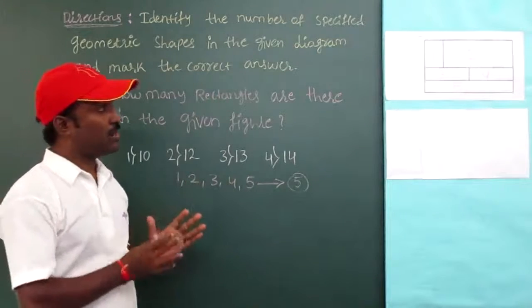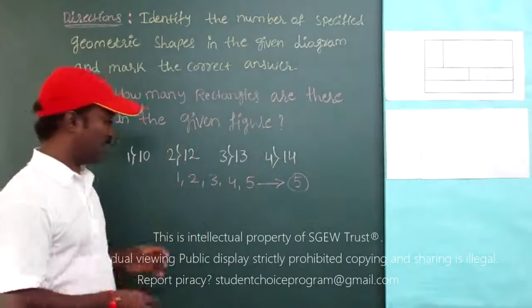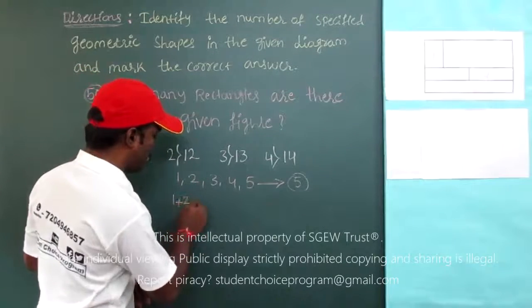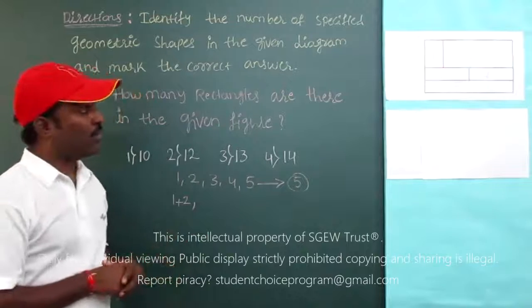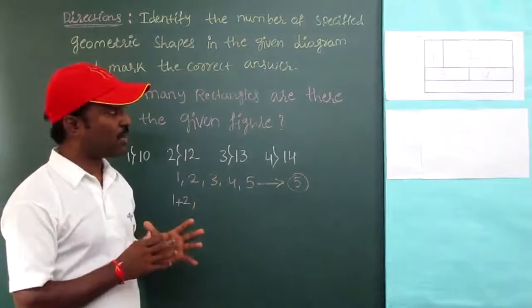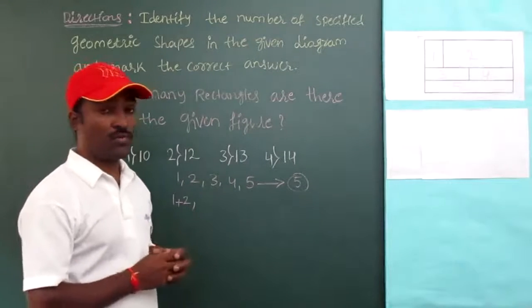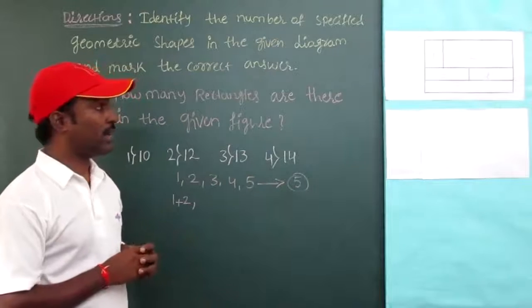Part 1 and part 2. If you combine part 1 and part 2, you are going to get 1 rectangle. So 1 plus 2 gives you a rectangle. Now part 1 and part 3. Do you find a rectangle if you add part 1 and part 3? No, it is not a rectangle. Part 2 and part 4. No, it is not a rectangle.